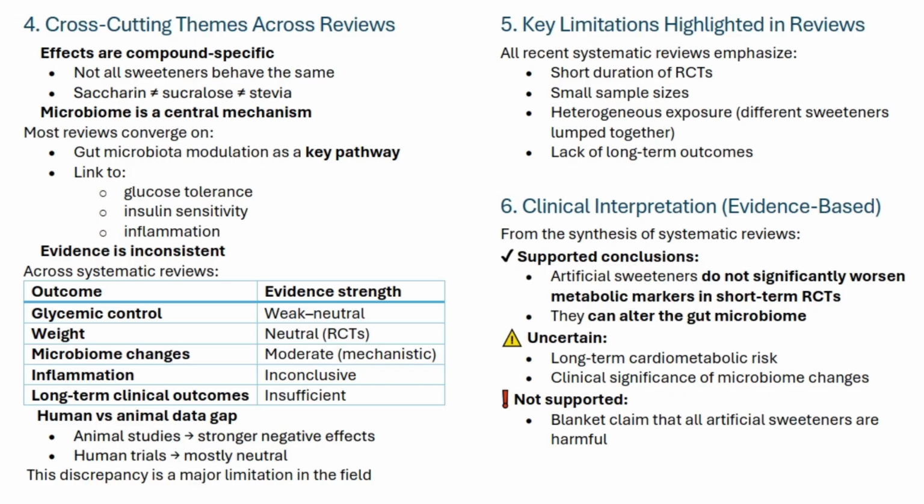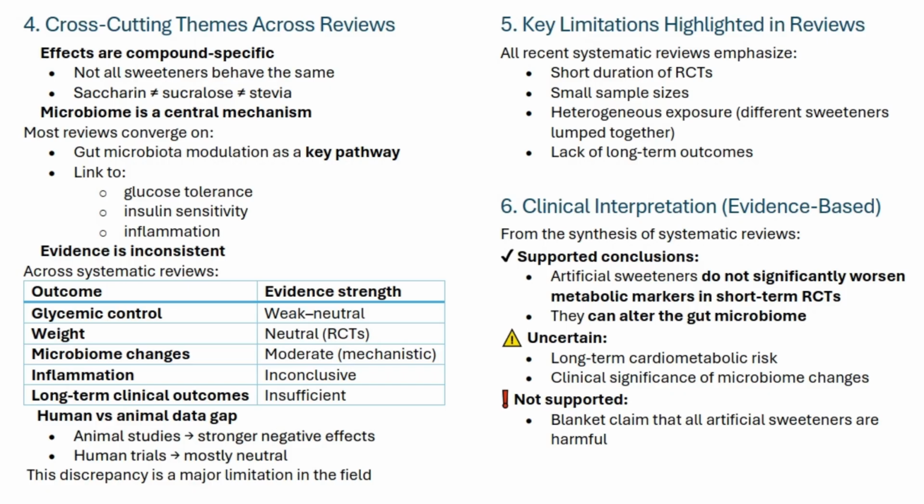Changes in the microbiome show moderate mechanistic evidence, but findings on inflammation remain inconclusive, and long-term clinical outcomes are insufficiently studied. A significant gap exists between human and animal data, with animal studies often showing stronger negative effects compared to the mostly neutral results observed in human trials. This discrepancy poses a major limitation in the field of research on artificial sweeteners. Key limitations emphasized in recent systematic reviews include the short duration of RCTs, small sample sizes, heterogeneous exposure to different sweeteners, and a lack of long-term outcome data.